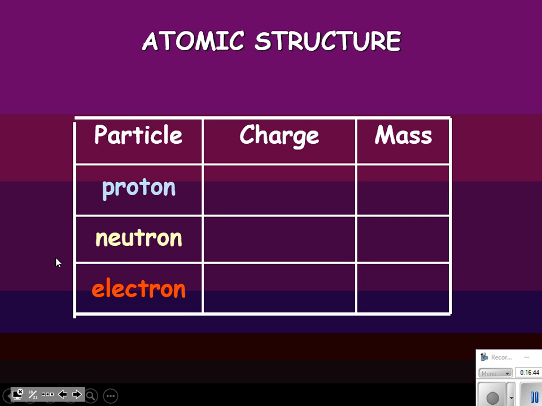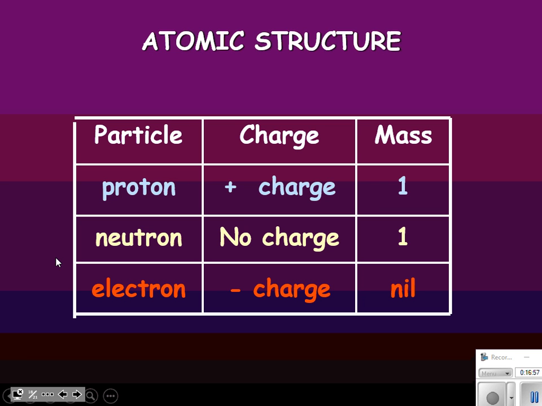Now, if we look here, proton, neutron, electron. Obviously, we know that the charge of the proton is positive. Okay? Its mass is 1. The charge of the neutron is neutral. It has no charge. Its mass is 1. Charge of electron is negative, and its mass is nil.